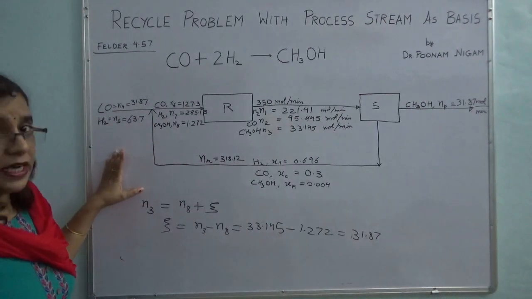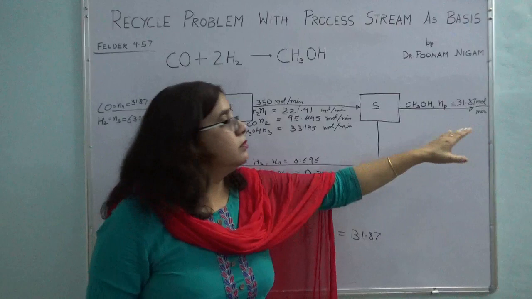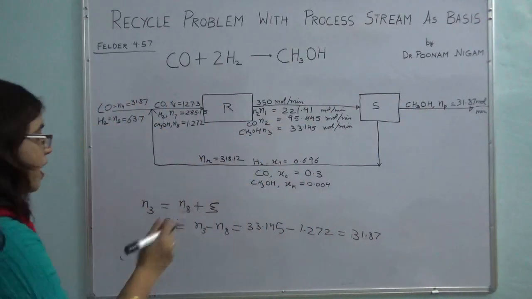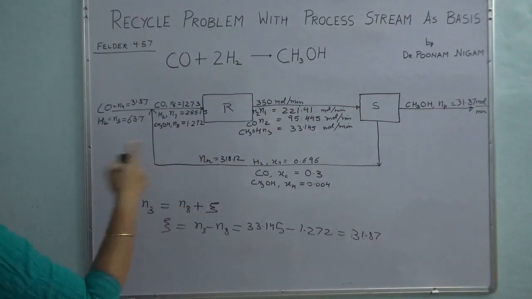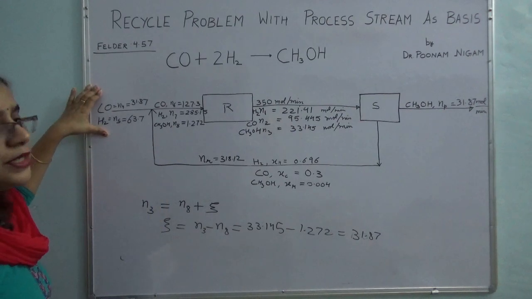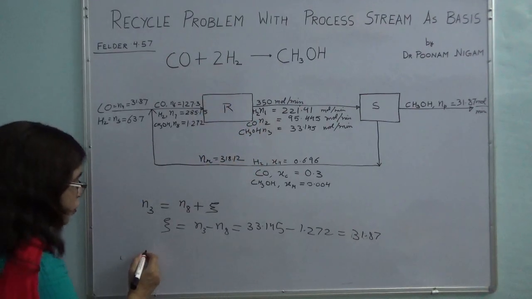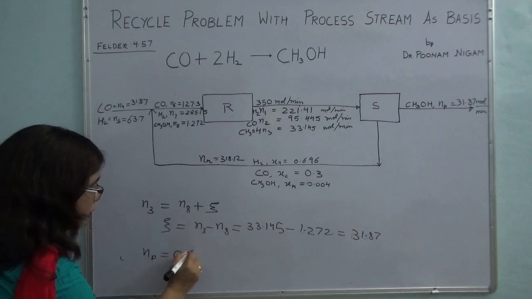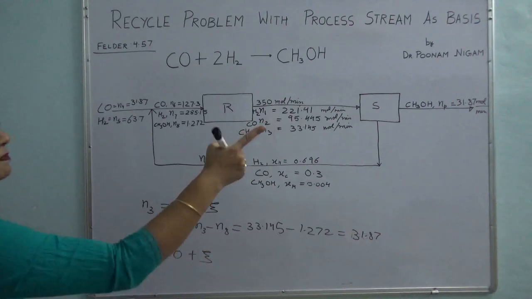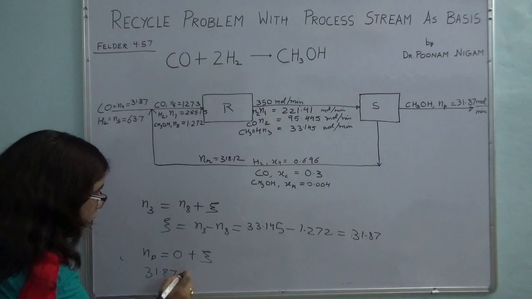Let's calculate zeta based on my overall values. Then let's do it for this thing again, methanol. So how much methanol is going in the fresh feed? Nothing. What is coming out is 31.87. So my NP should be equal to 0 plus zeta. What is my NP? That is 31.87. That is equal to zeta.